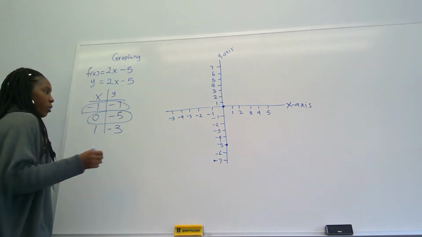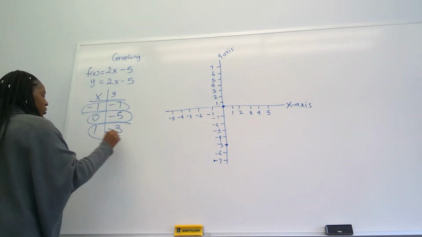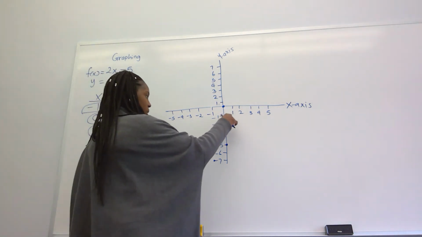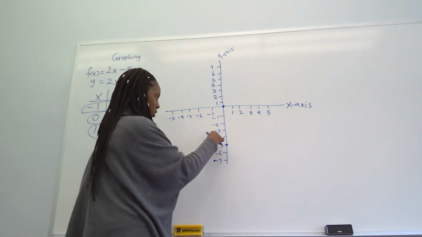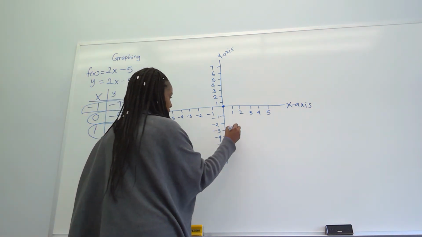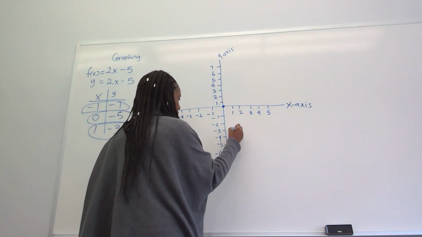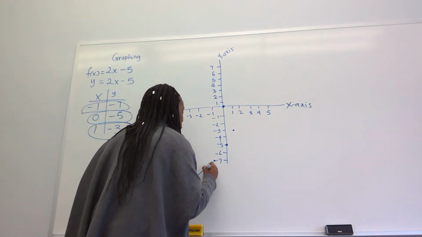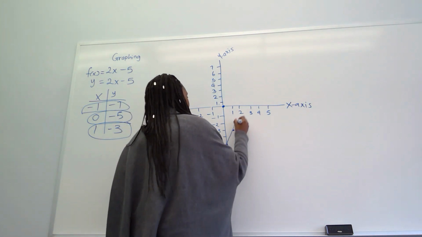And then for the third point, we have x is 1, y is negative 3. So this is our point where x is 1, and this is where y is negative 3. You put your point here, and you just draw a straight line.